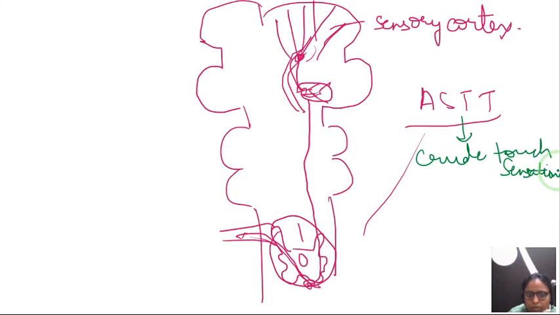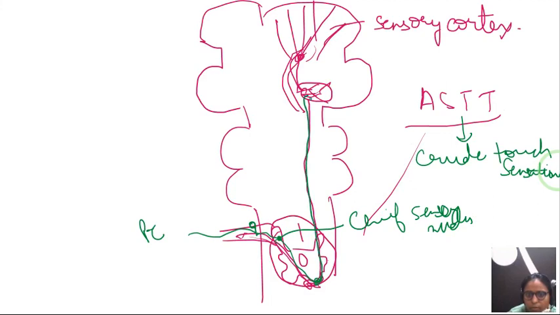And you know it has the receptor Pacinian corpuscles. From there it goes to the dorsal root ganglion. From there it reaches the chief sensory nucleus. This is the nucleus for the anterior spinothalamic tract, and it crosses at the anterior column. From the anterior column it ascends upwards. From there it goes to the thalamus, the VPL nucleus, and from there it gives collaterals. Then through the posterior limb of the internal capsule it ascends to the sensory cortex. Then the brain will sense the crude touch sensation. So this is the anterior spinothalamic tract.